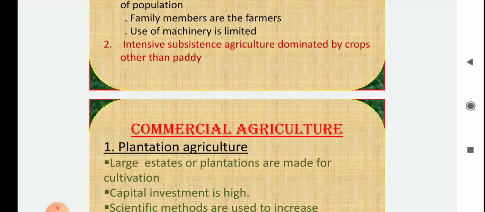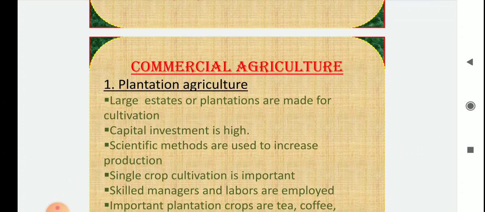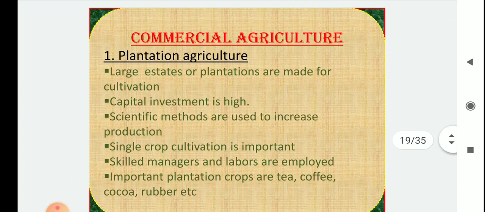Next is commercial agriculture, students. In commercial agriculture, the first is plantation agriculture, introduced especially by Europeans. Large estates of plantation are made for cultivation, and a large capital investment is required in plantation agriculture. Scientific methods are used to increase production. Mostly single crop cultivation is done in plantation agriculture, and skilled managers and labor are employed in this type of agriculture.